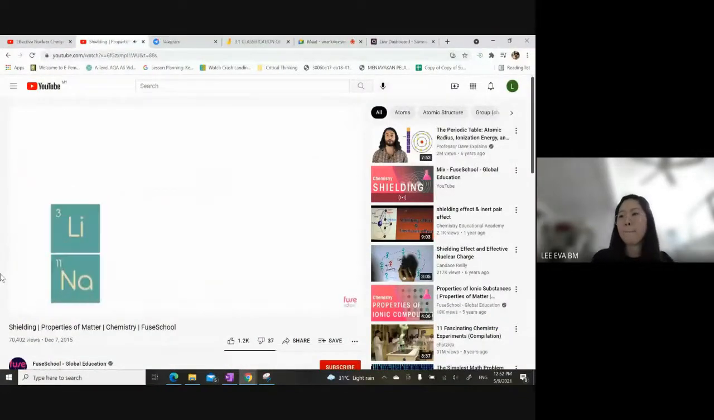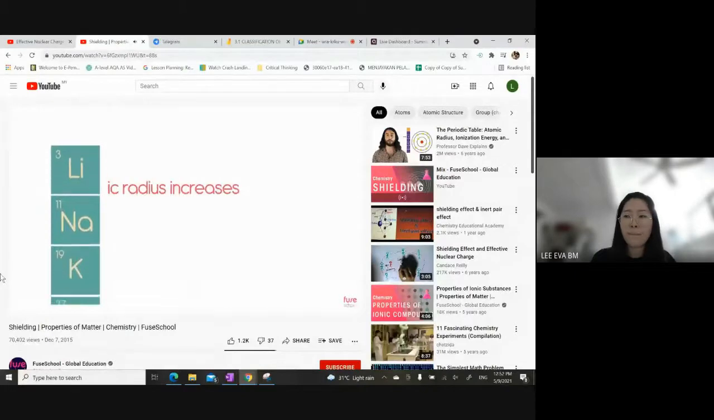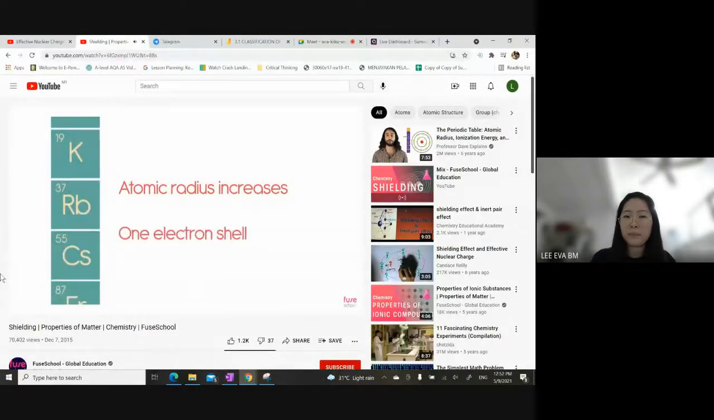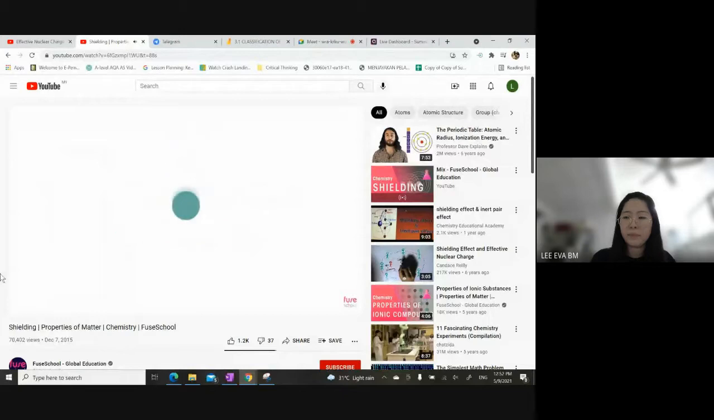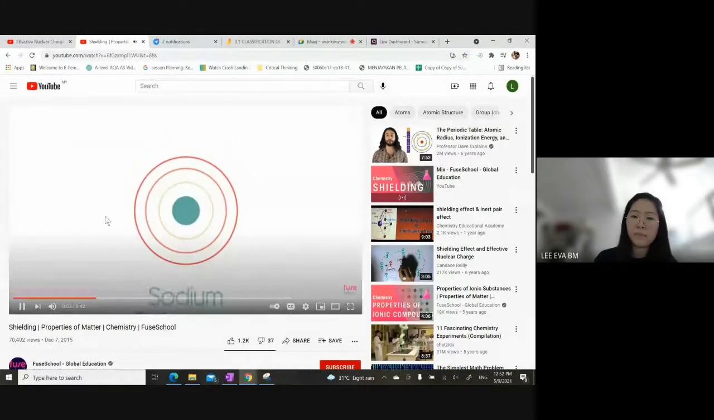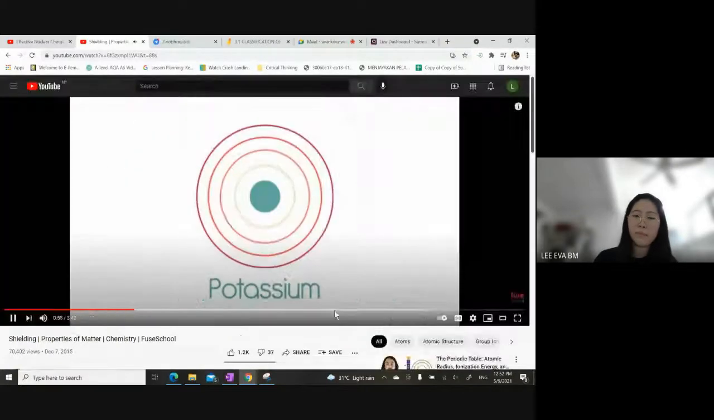Moving down group 1 of the periodic table, atomic radius increases by 1 electron shell. Lithium has 2 electron shells. Sodium has 3 electron shells. Potassium has 4 electron shells.